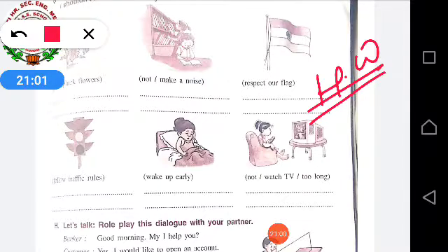In the same way, follow traffic rules. You must follow traffic rules. Yes, we must follow traffic rules. Wake up early. So you must wake up early. Yes, we have to wake up early. Not watch TV too long. So you mustn't watch TV for too long. So these all are your answers, but you have to write down the sentences by yourself. Okay? Understood how to do?